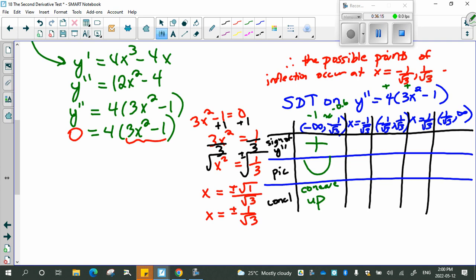X equals negative 1 over root 3 is where I'm 0. But I don't know if it's a point of inflection yet, so I'm going to come between here. So this is between negative 0.6 and positive 0.6-ish, right? 0 is a perfect one to choose, right? So that's going to make this one negative now, because I'm going to have 0 minus 1. So I'm going to be concave down, which means I've got a point of inflection.